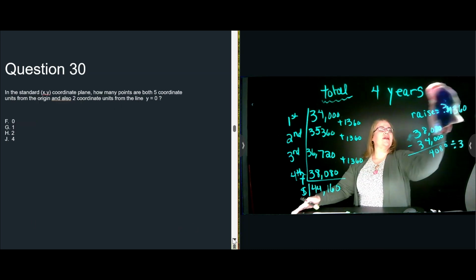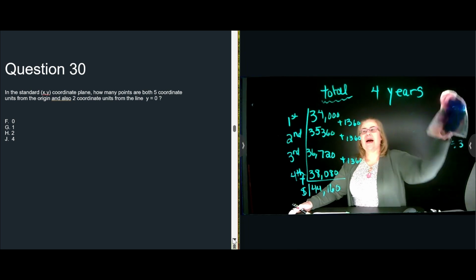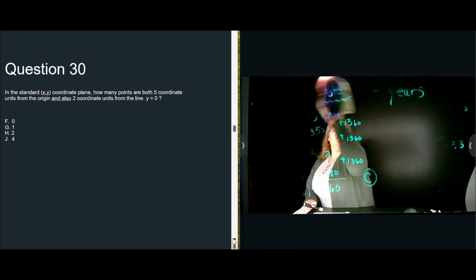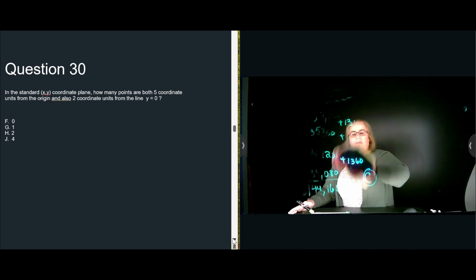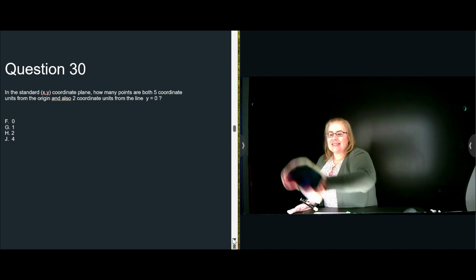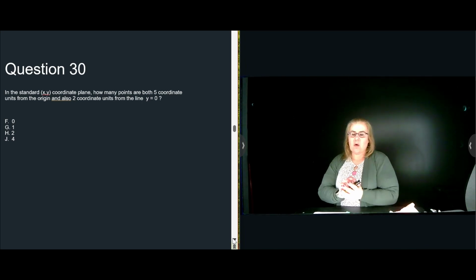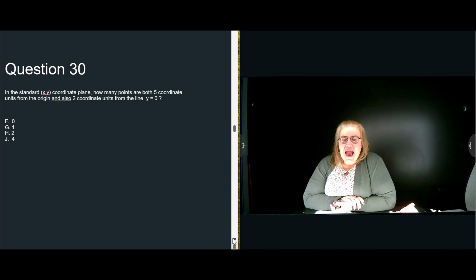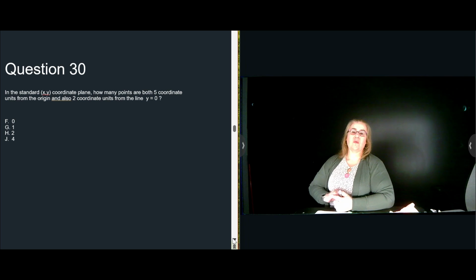All right, so here's number 30. Let me erase this so we can see what we've got going. So here we go. All right, so now we're looking at a standard XY coordinate plane, all right? How many points are both 5 coordinate units from the origin and also 2 coordinates away from where y equals 0?